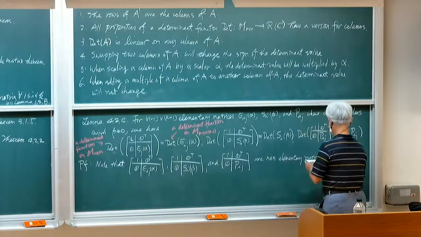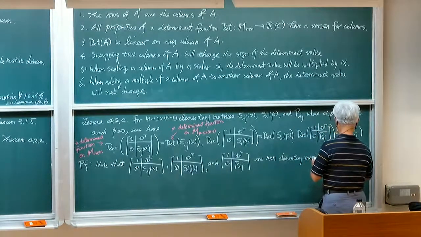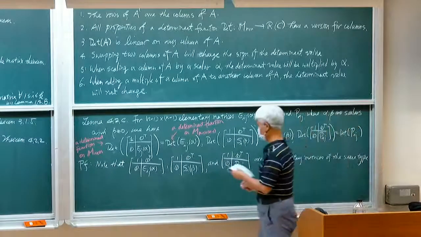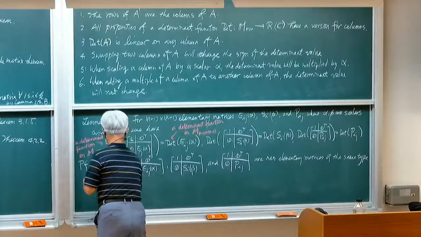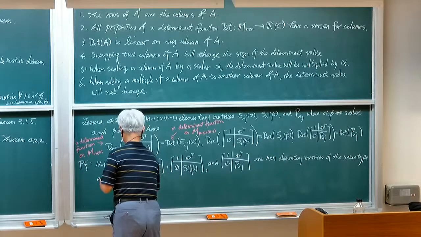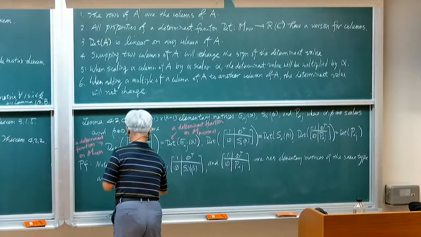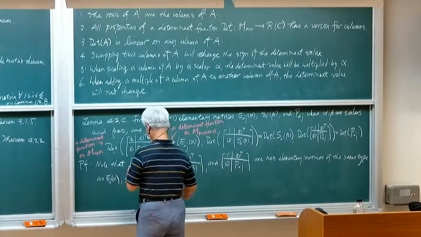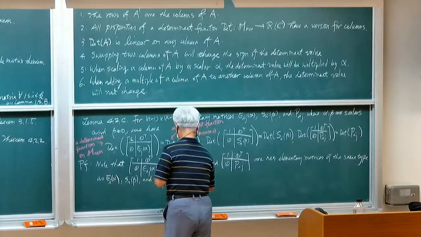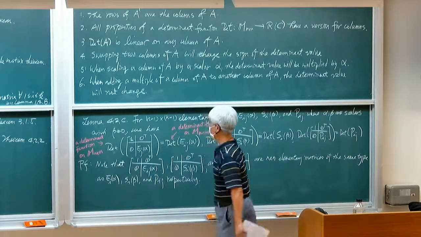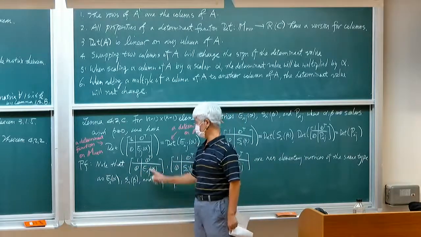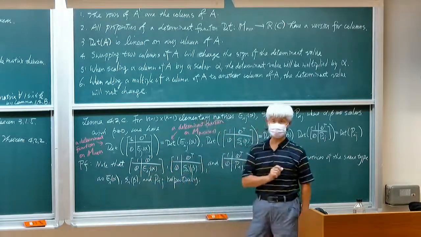Okay, of the same type as E_ij, S_i(beta), and P_ij, respectively. So this matrix is an elementary matrix corresponding to replacement operations.